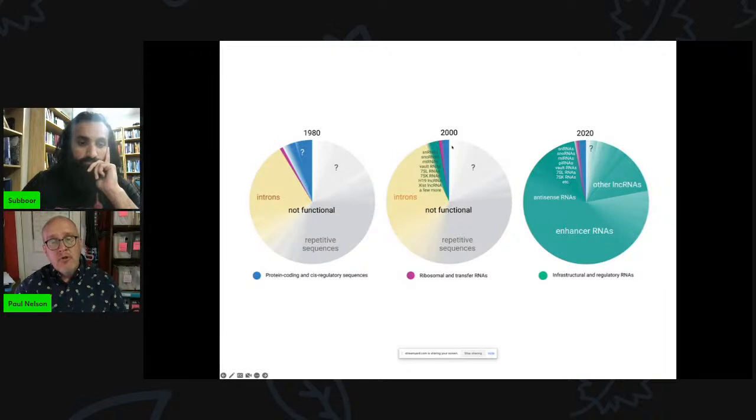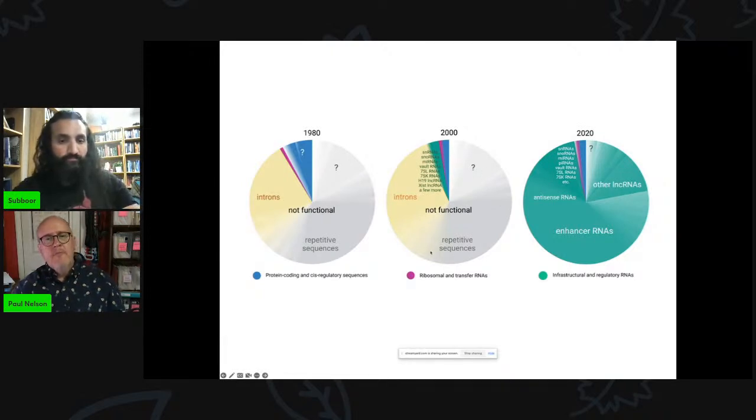2000, look what's happened in this part of the pie chart. All kinds of different RNAs have been characterized. But you still have this very large non-functional region. Now, this pie chart reflects the view currently of Larry Moran, Dan Grau, and colleagues. Most of the genome is junk. This section of the pie is not going to get much bigger.